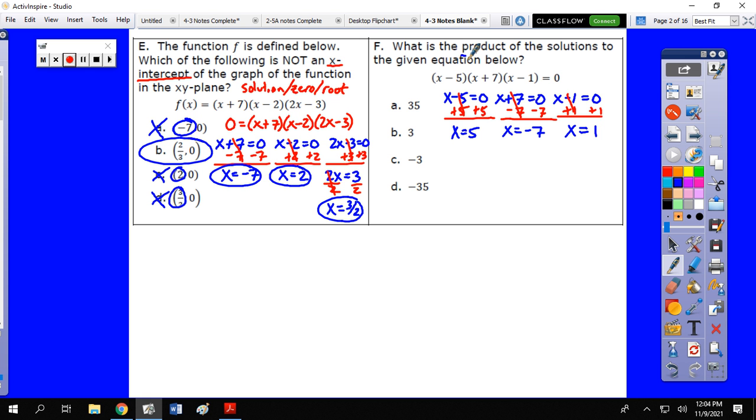So the word product means that we should be multiplying those three numbers together. 5 times negative 7 times 1 is negative 35. That does it for our zero product property video, I think.